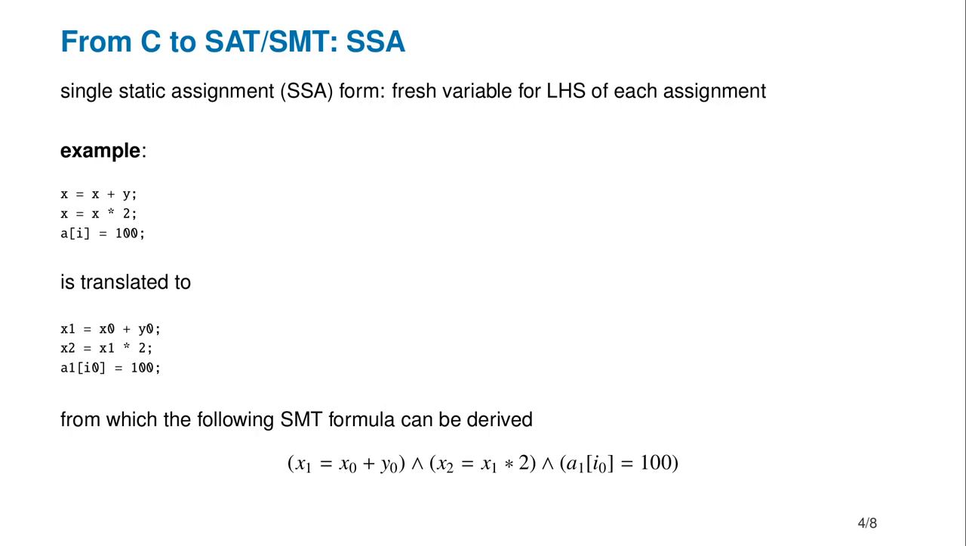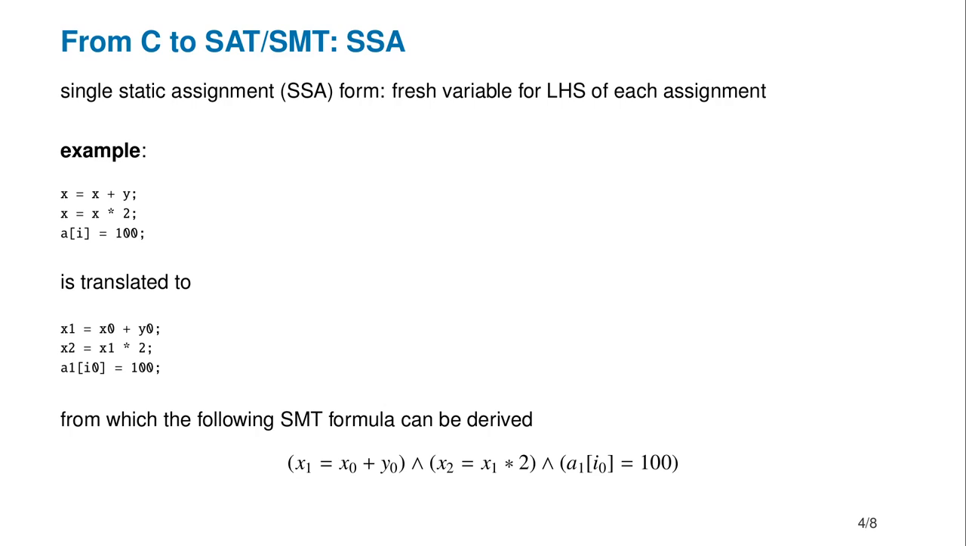Here for the array we have to consider the array variable as well as the index variable, which need to be indexed. And now if we have this representation, we can easily translate it into a formula, into an SMT formula, which knows numbers and arrays. So we can say x1 is equal to x0 plus y0, and x2 is equal to x1 times 2, and we also have an equation on the array. And note that these are not assignments here, but these are Boolean expressions.